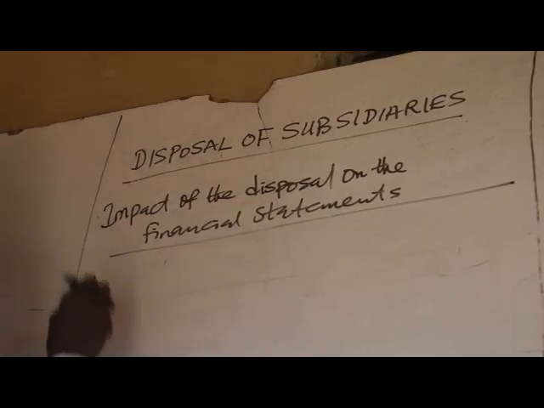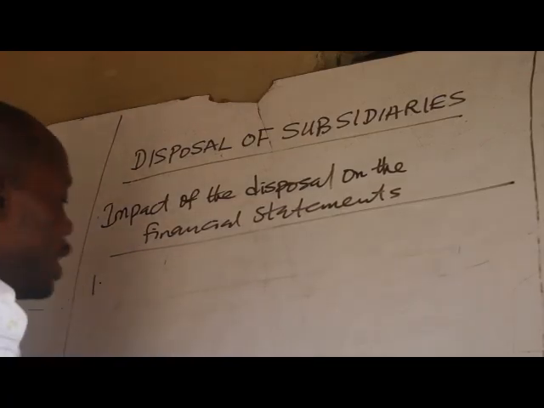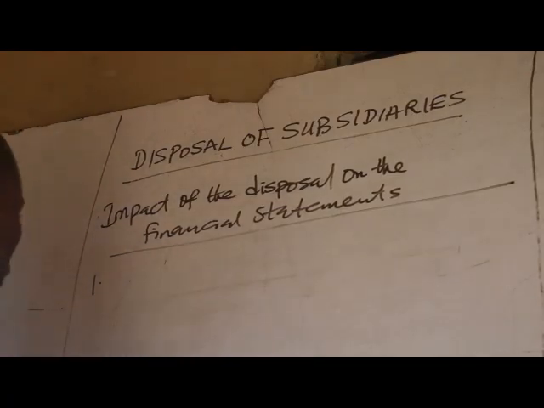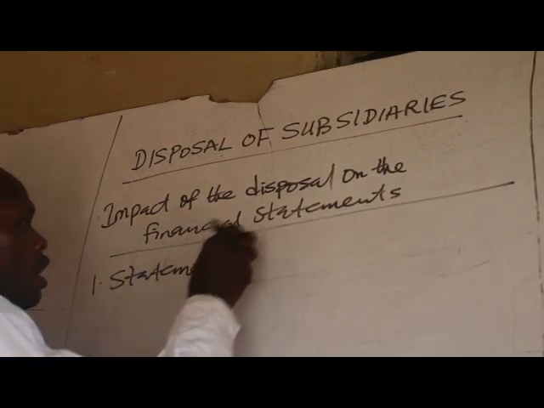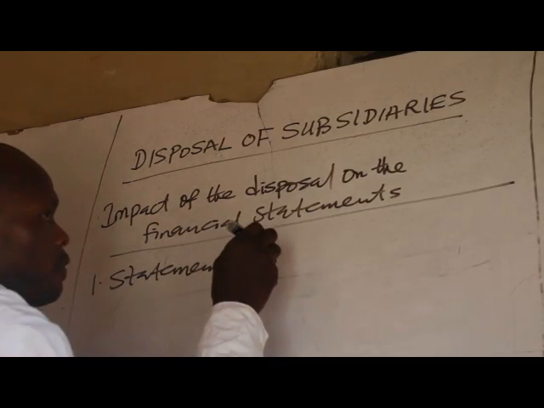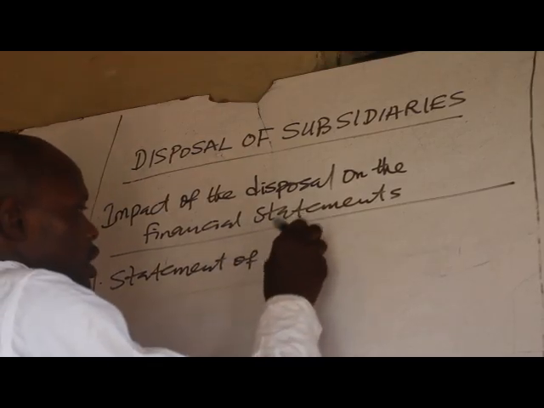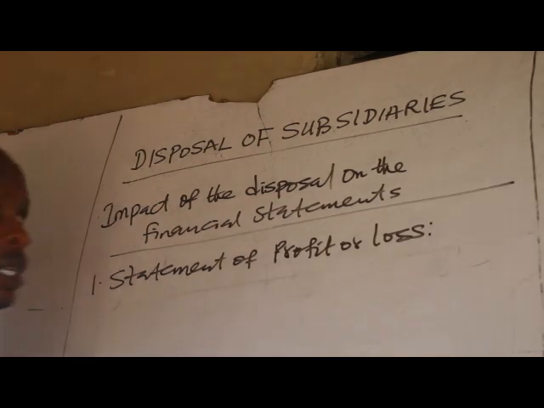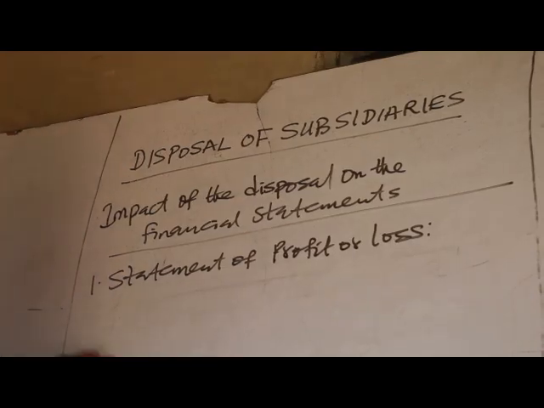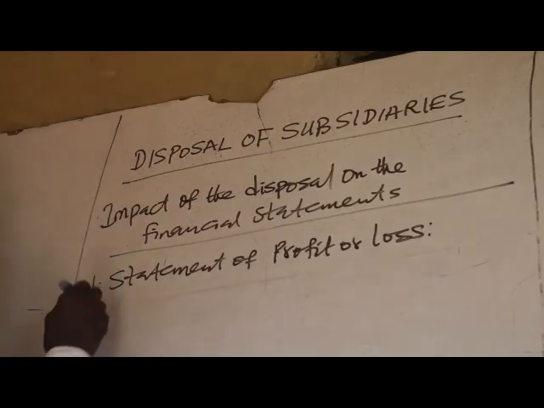Number 1, what are the impacts of the disposal on the statement of profit or loss? Impact of disposal on the statement of profit or loss. So you are going to consolidate the subsidiary disposed up to the date of disposal.